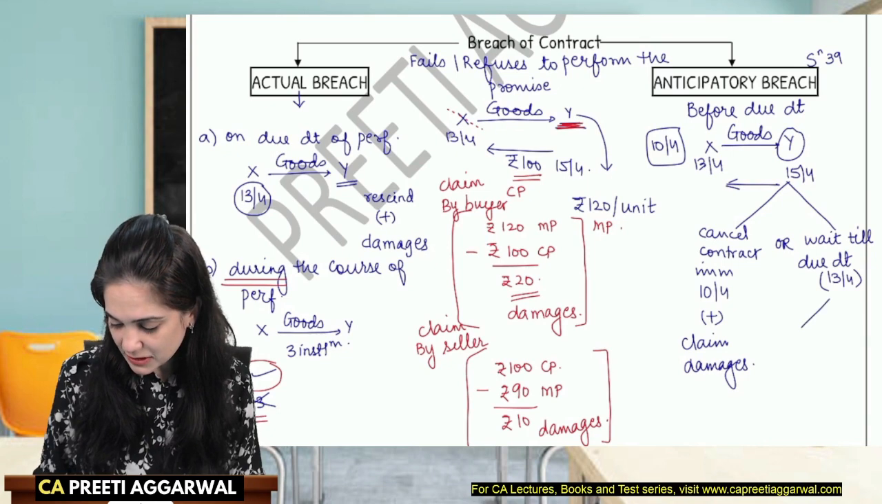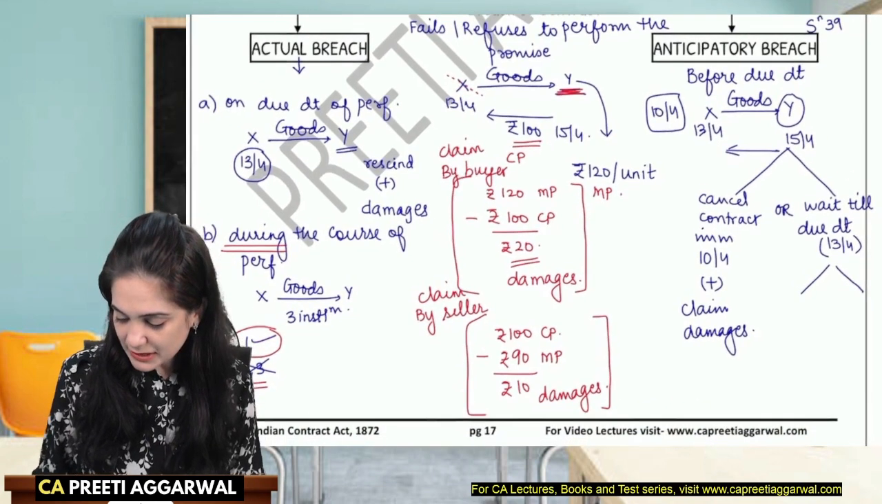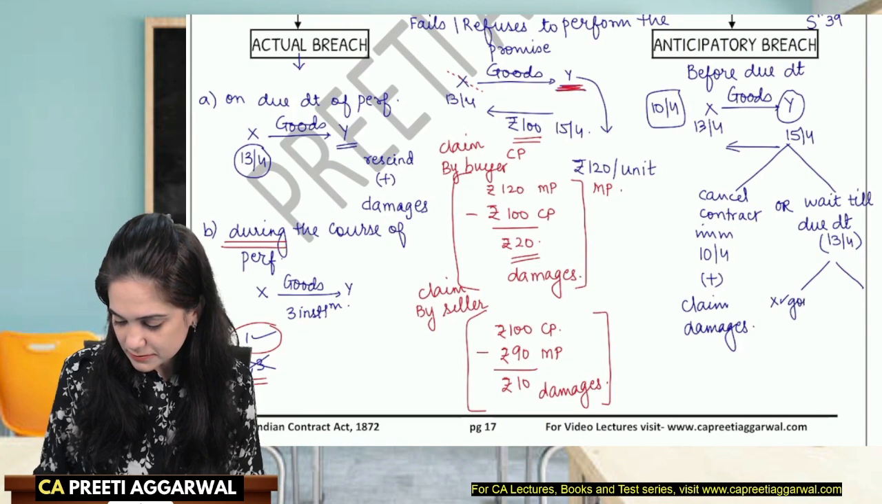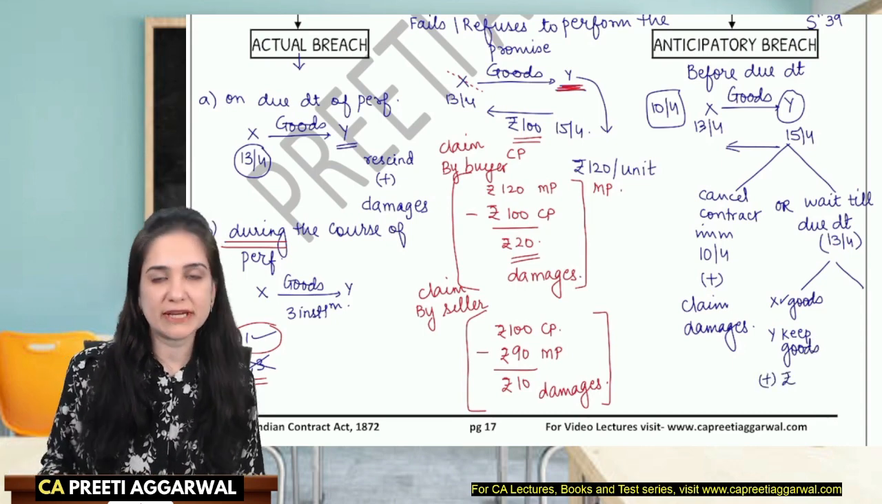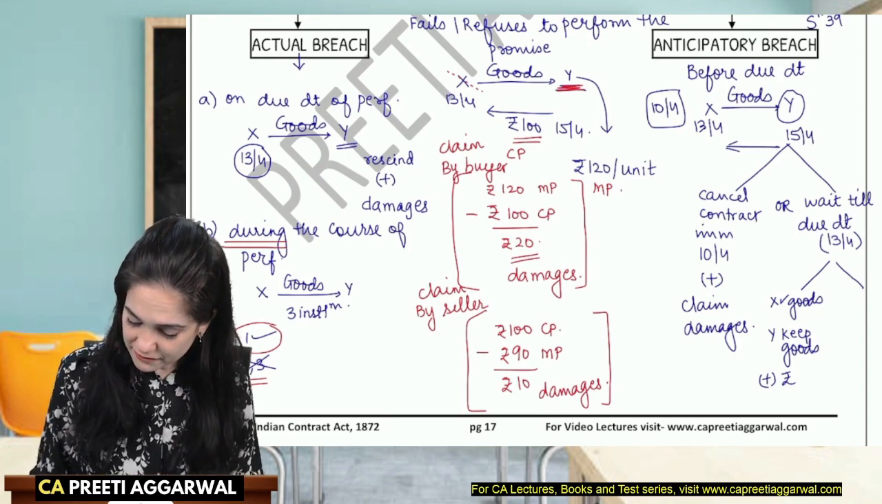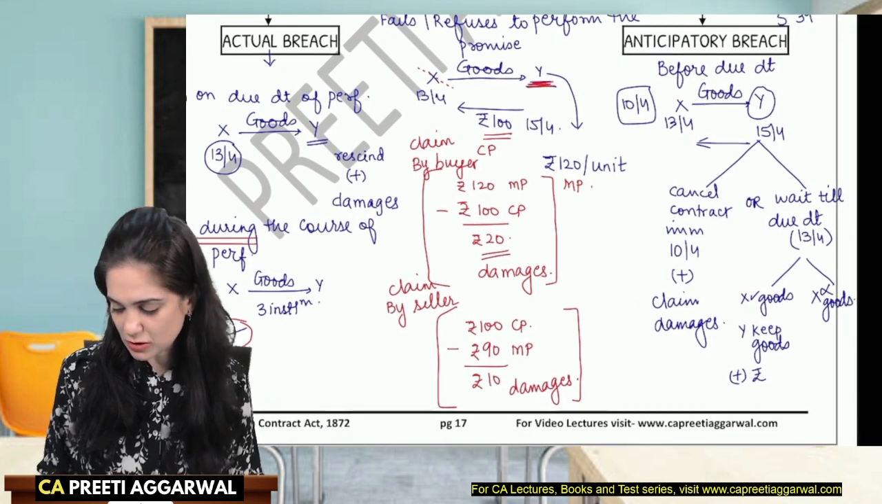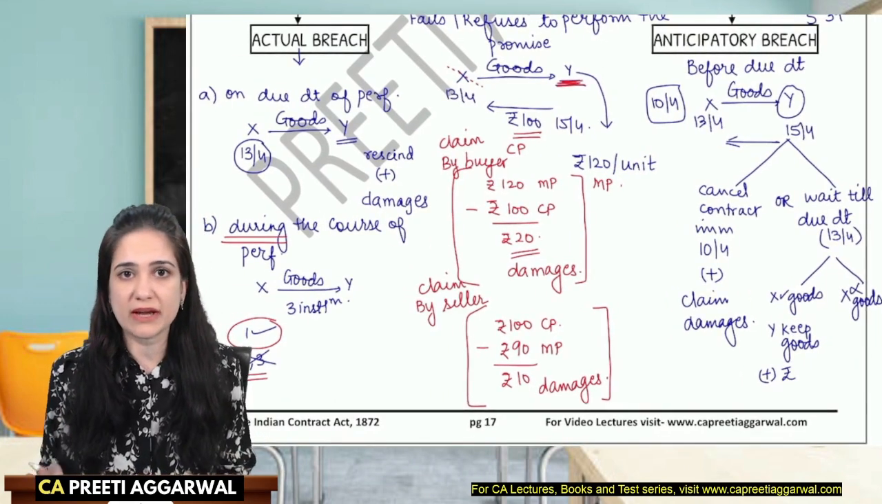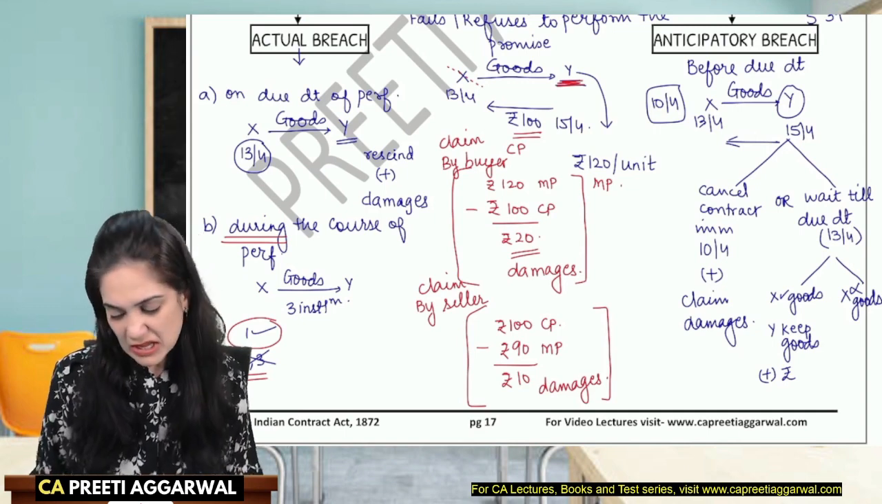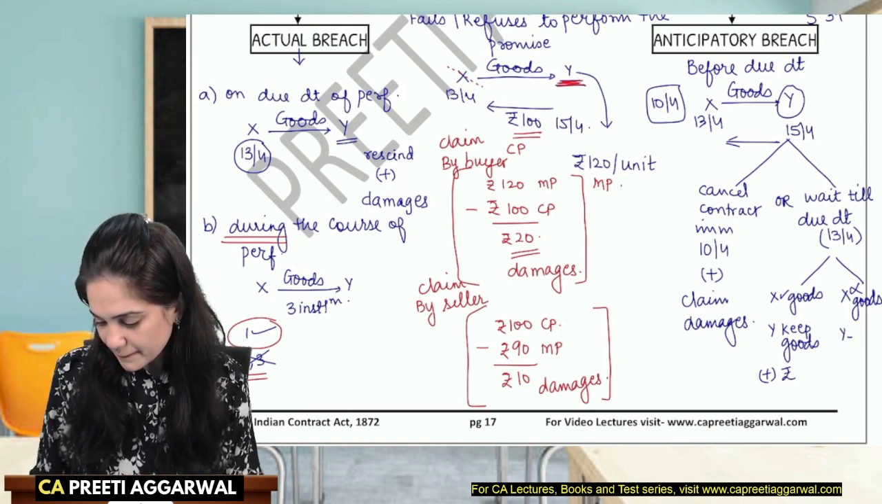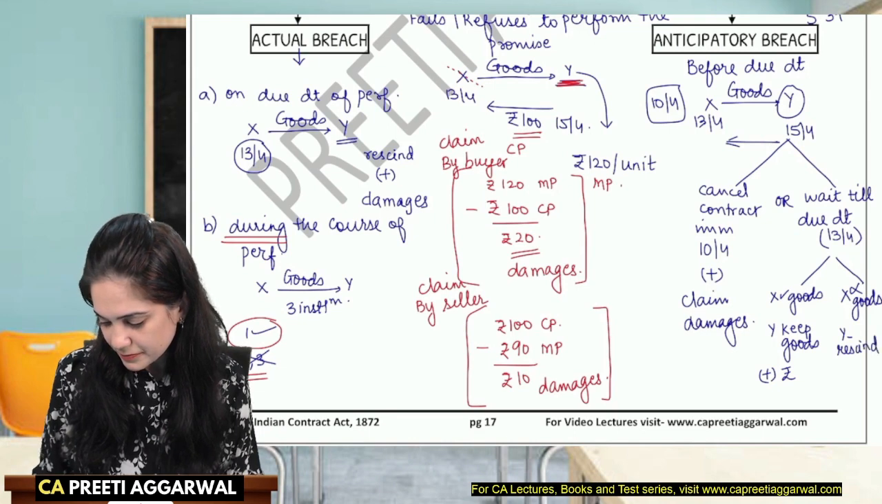Now, if he is waiting till the due date, there are two possibilities. Either X will bring the goods. In that case, Y will have to keep the goods and he will also have to pay for it. But what if X does not bring the goods? He breaches the contract. I'm waiting, I'm treating the contract as valid, but you have not yet supplied the goods. Then Y has no option but to rescind the contract and claim damages.